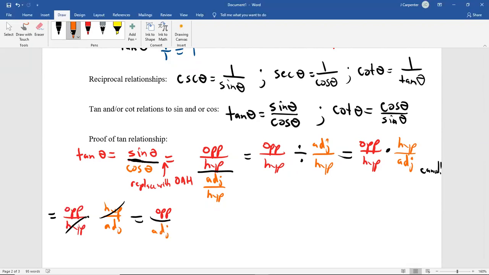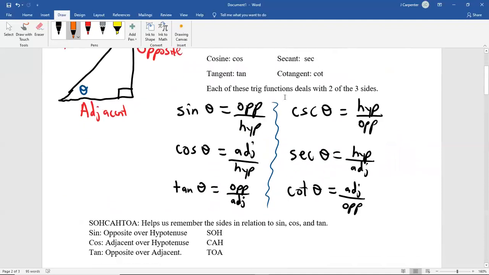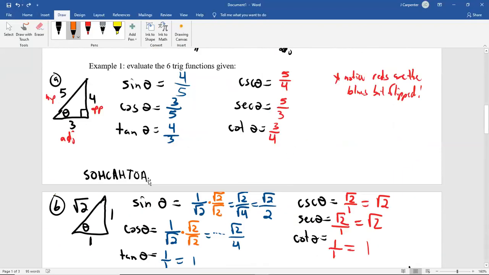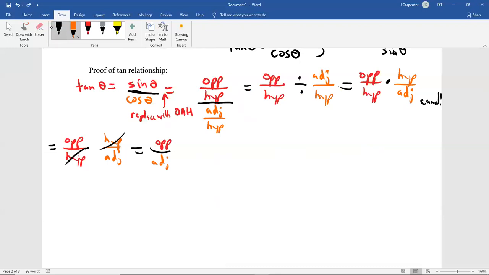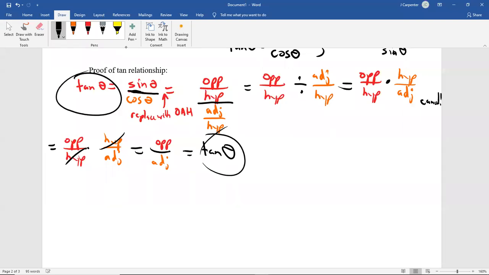So after simplifying this, we get down to opposite over adjacent. Opposite over adjacent, why does that sound familiar? Go back to your definitions. Opposite over adjacent, which one of these is it? Opposite over adjacent, right here. Tangent is the opposite over adjacent. So this is equal to tangent of theta. That is the same thing as this, so that is a proof.